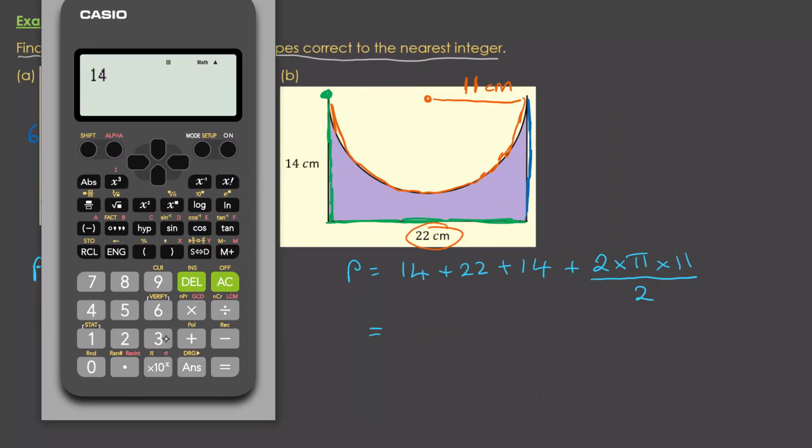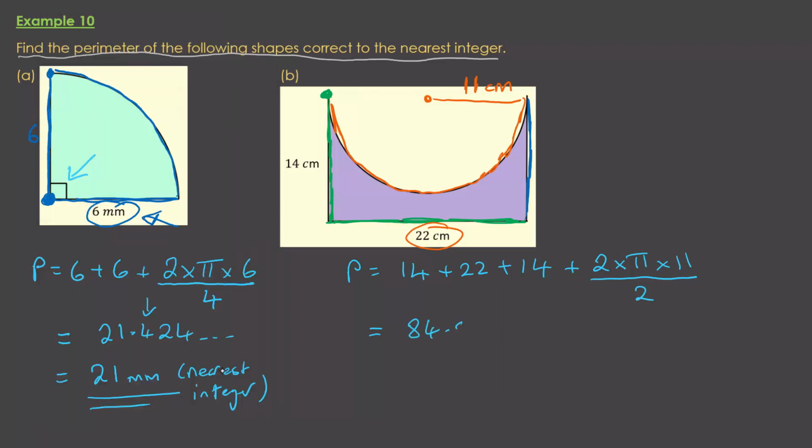So we've got 14, add 22, add 14, add 2 times pi times 11 divided by 2, and that's 84.557. And nearest integer, if that's a 5 there, we're going to round up. So it's going to be 85, and in this case that's centimeters, and that is to the nearest integer.